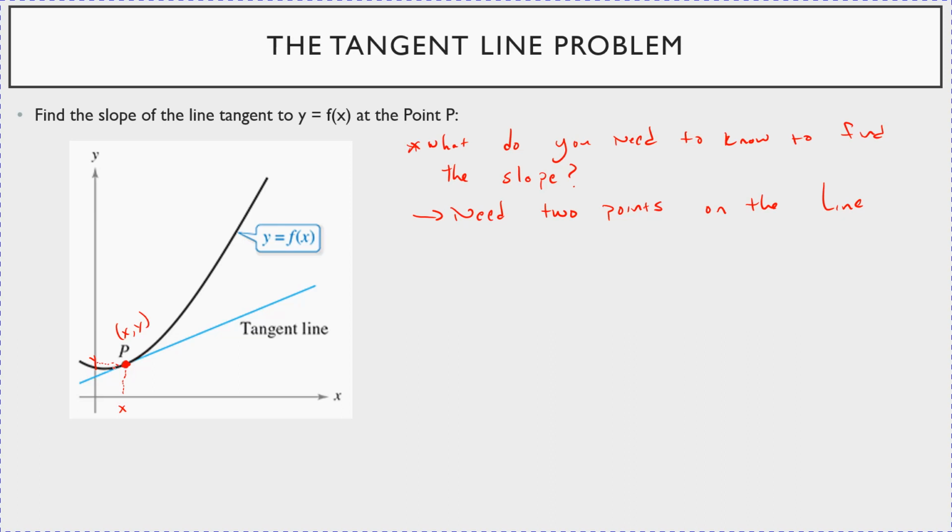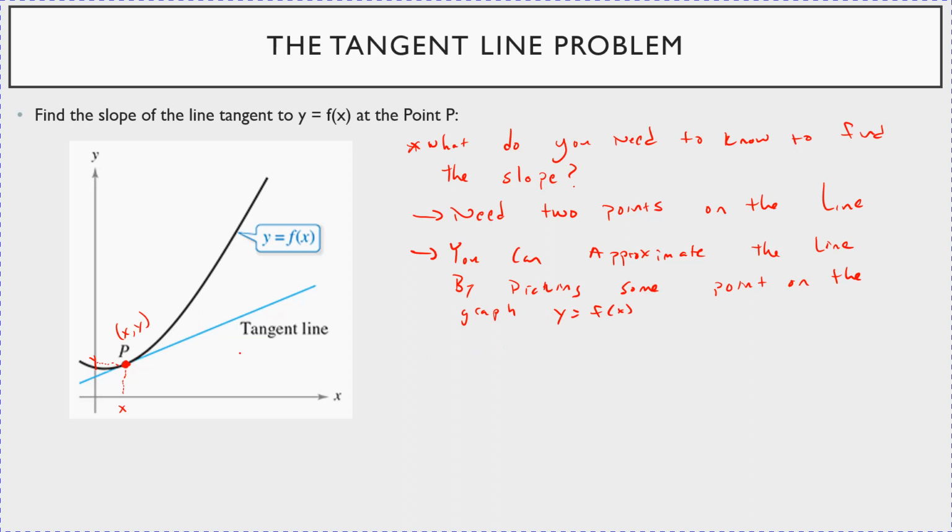So how do you do this? You only gave me one point on the line, and you want it to be the tangent line. I'm telling you it has to be tangent at that little point right there. So how do I find the slope? It's actually really complicated. Since you only have one point, you can approximate the line by picking some point on the graph of y equals f of x.